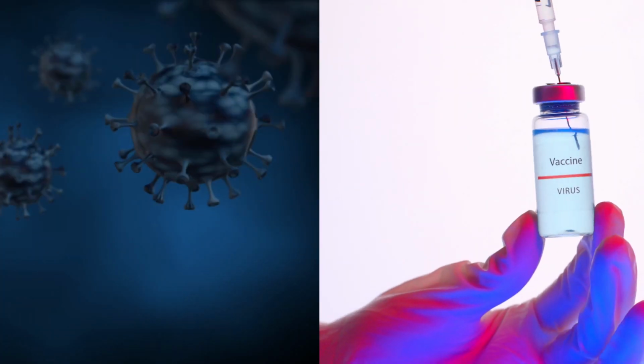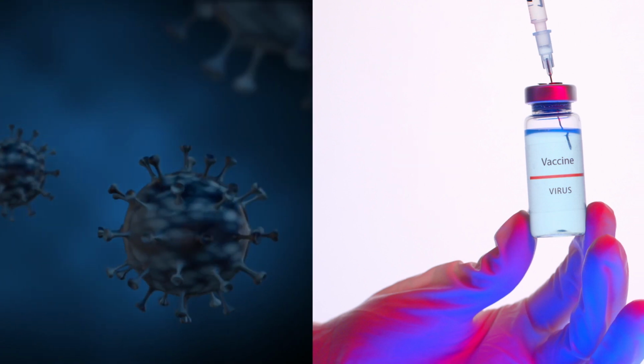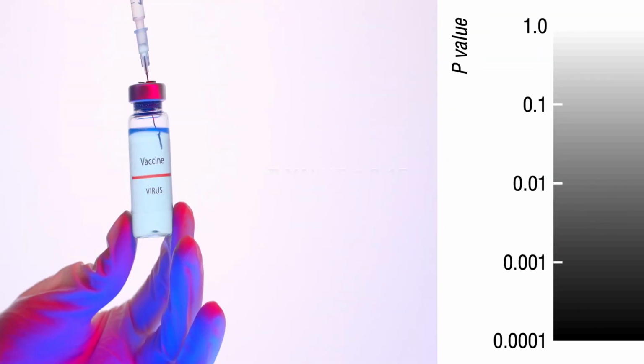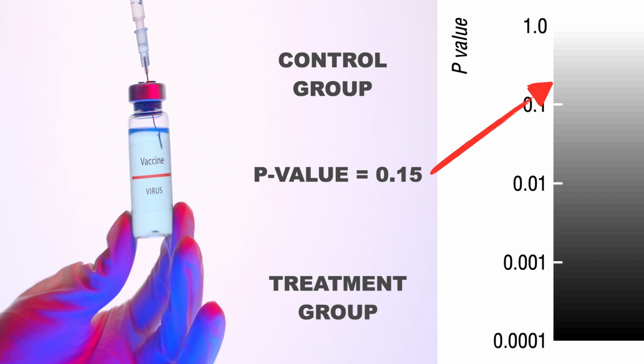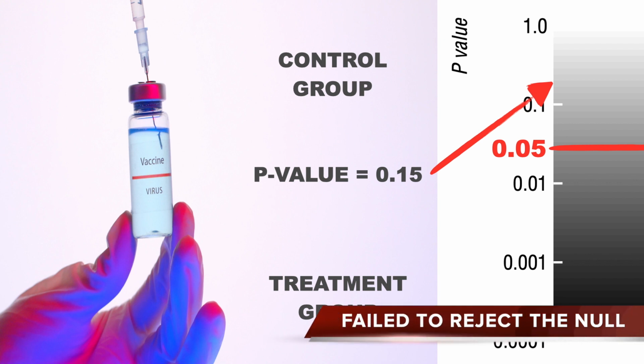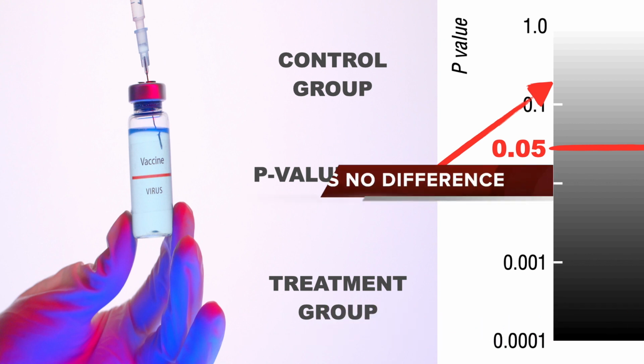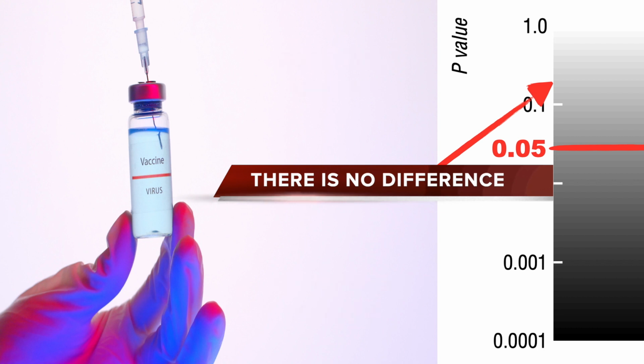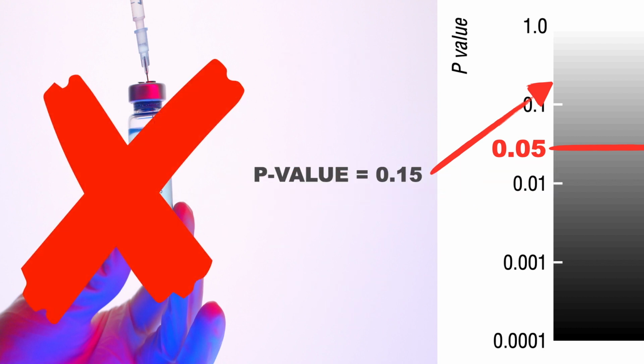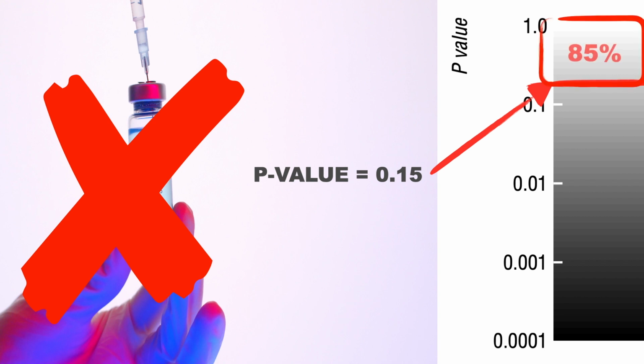Imagine you study a new treatment for a deadly disease, and your p-value for the difference between control and treatment groups is 0.15. If you strictly follow the 0.05 cutoff, you'll fail to reject the null hypothesis and would conclude that there is no difference between the groups and that the treatment does not work. The p-value of 0.15 makes you only 85% sure that such difference exists, making this difference not significant enough.